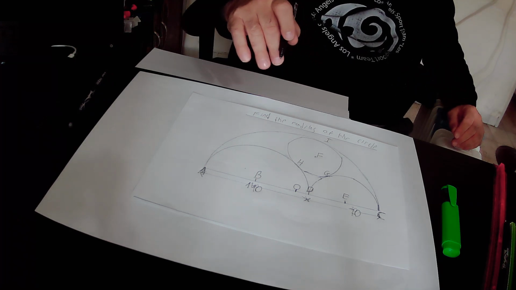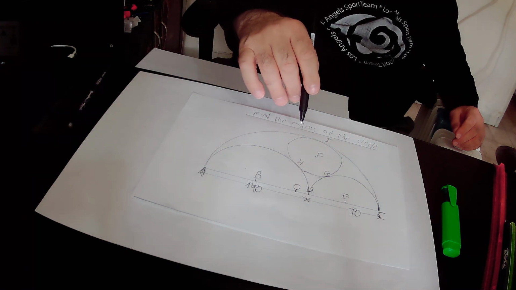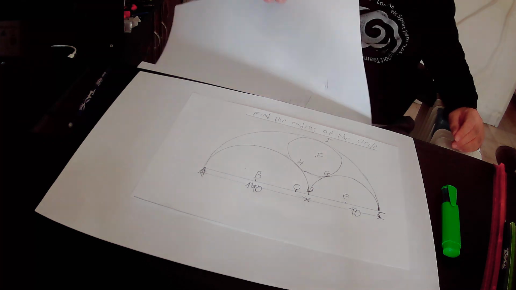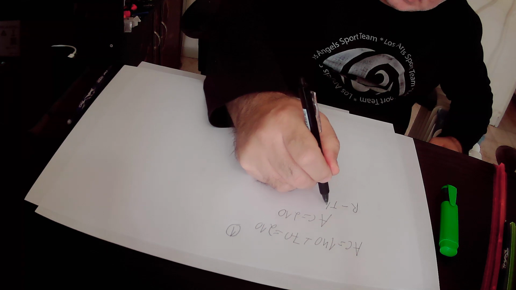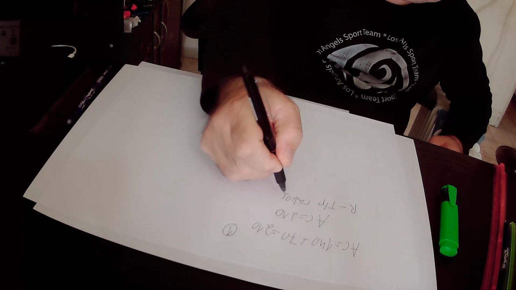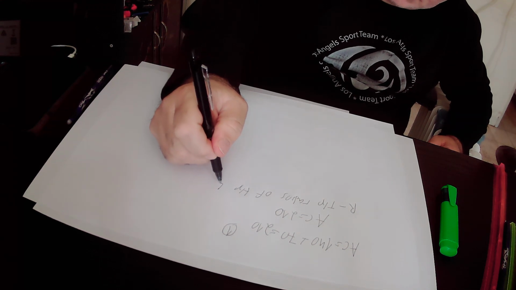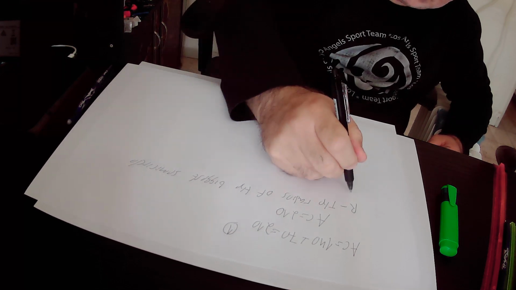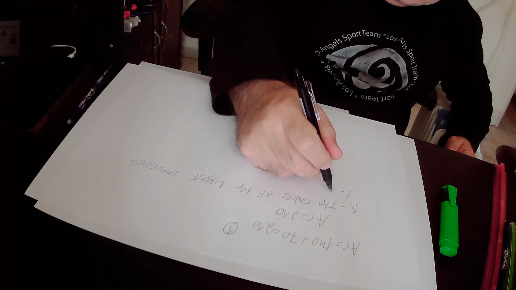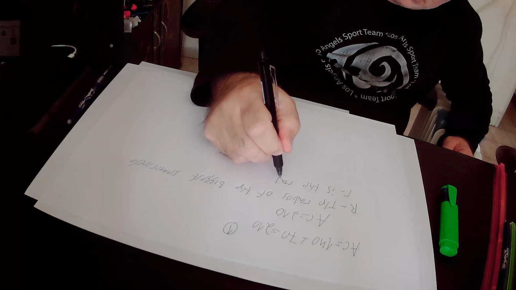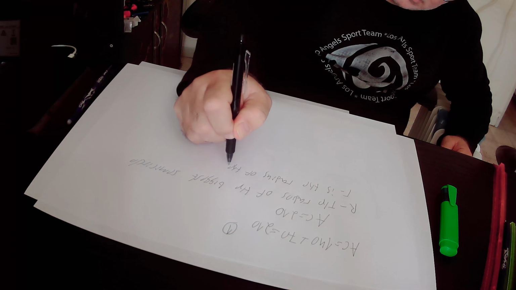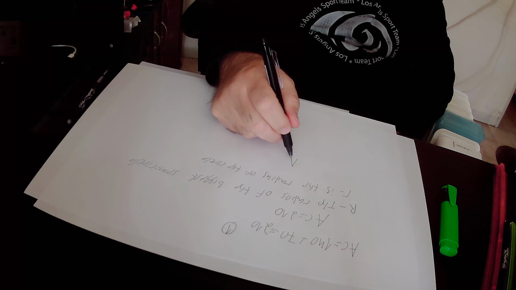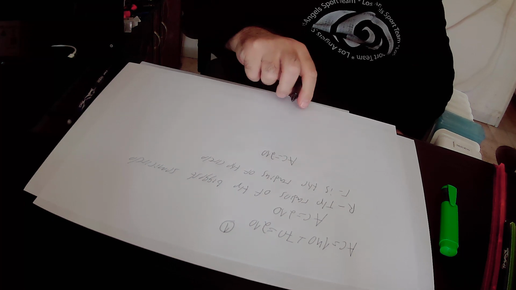So we will define the radius of the biggest semicircle as capital R, and the radius of this circle is small r. So I write it down. Capital R is the radius of the biggest semicircle, and small r is the radius of the circle, that is the radius that we are looking for. So we know that AC equals 210 units in its length.